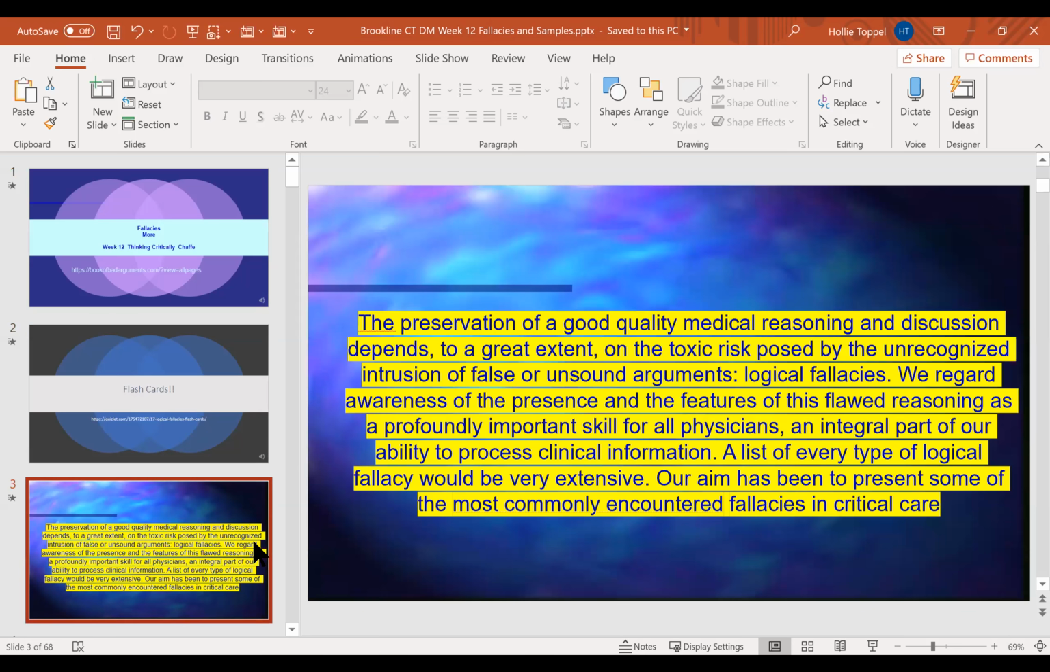What I want to say is that the study of medical reasoning and discussion depends to a great extent on the toxic risk proposed by unrecognized intrusions of false and unsound arguments. In other words, logical fallacies. We regard awareness of the presence and features of flawed reasoning as an important skill for all physicians, and I should also say all medical healthcare people. It is an integral part of the process of clinical information. So that's why you're here.